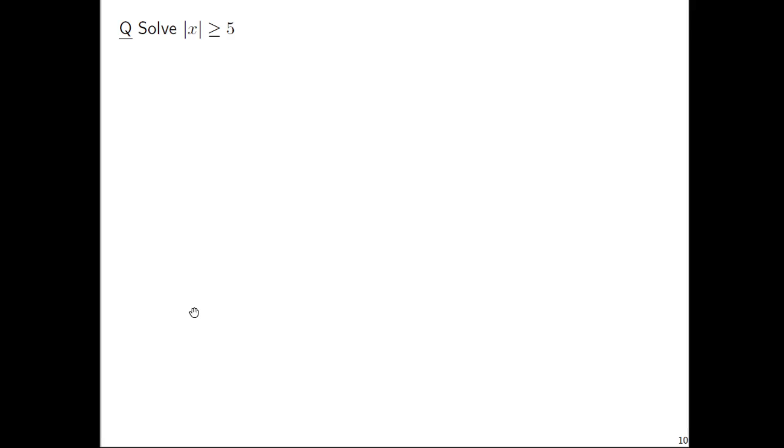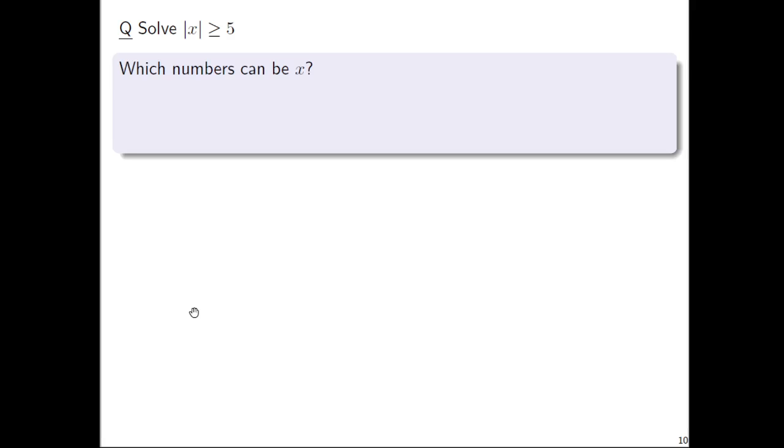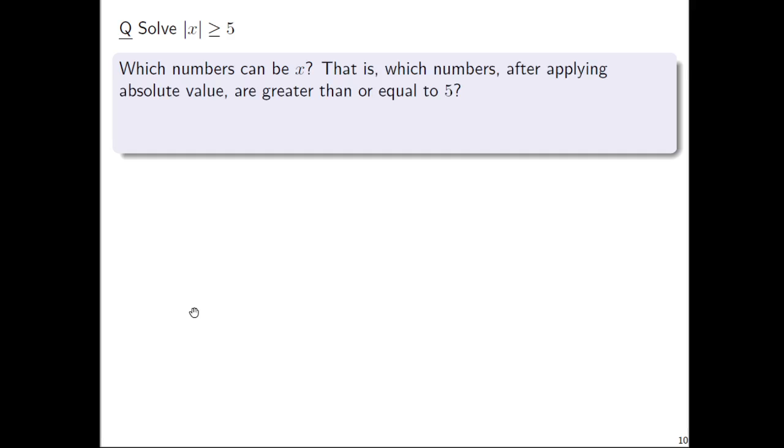Okay, let's look at absolute value of x is greater than or equal to 5. Again, the question we ask is what can x be? Not what can absolute value of x be. We want to know what can x be. So in other words, what numbers could x be? That is, have a number x, apply absolute value, and then is it going to be greater than or equal to 5 after you apply absolute value?